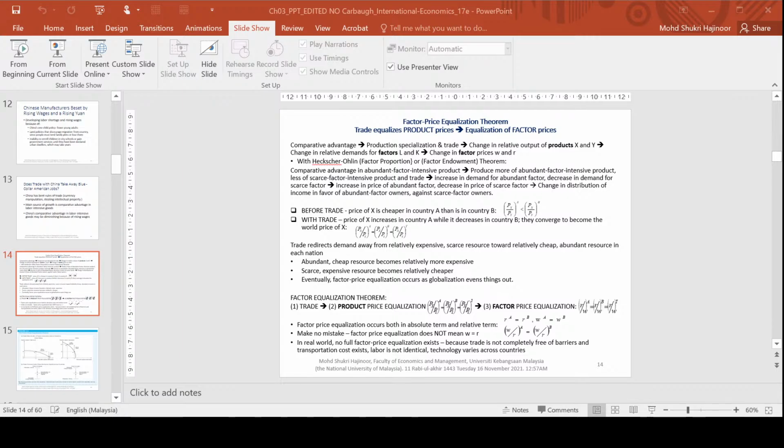Now, my drama. Factor price equalization.